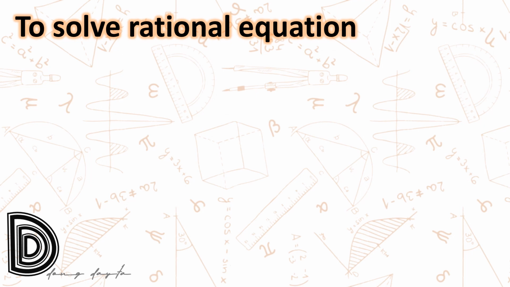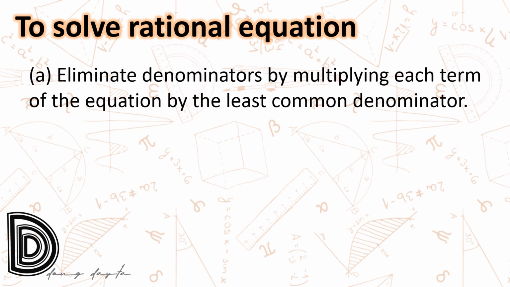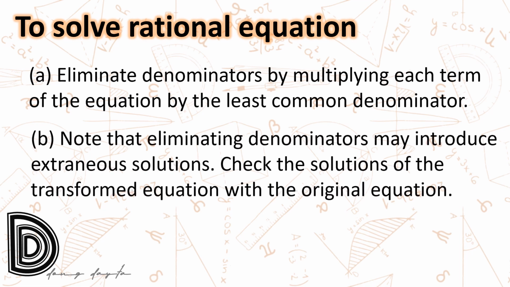Okay, let us proceed to solving rational equations. Let us have some steps in solving rational equations. First, eliminate denominators by multiplying each term of the equation by the least common denominator. Next, note that eliminating denominators may introduce extraneous solutions, so do not forget to check the solutions of the transformed equation with the original equation.